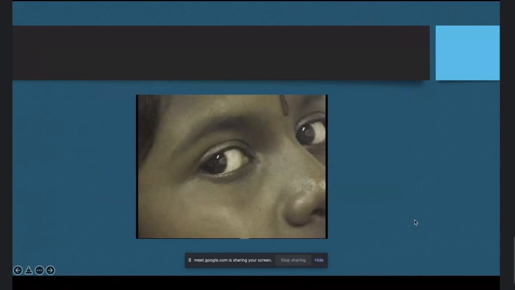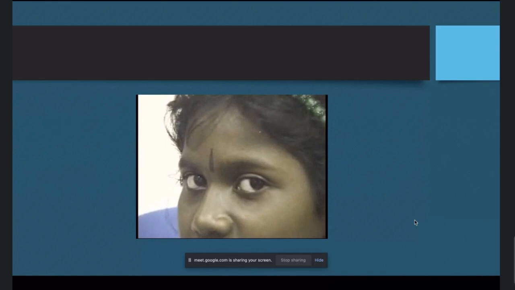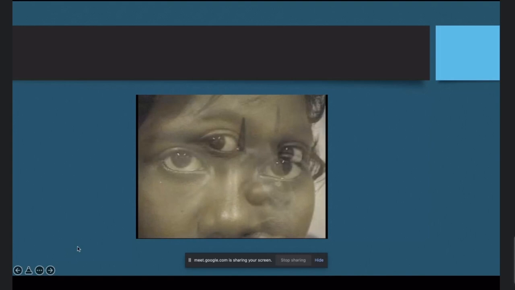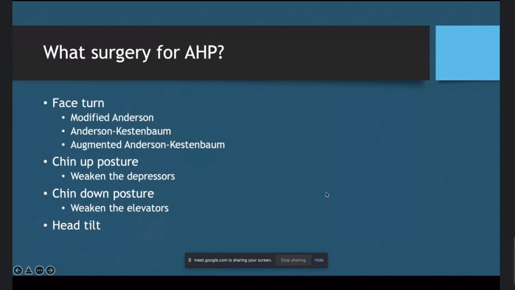Okay, so look at this video. It's very cute actually. Just watch. Left face turn. Nystagmus, nystagmus, nystagmus. Slowly right face turn. You see that? So that is a periodic alternating nystagmus. This was again left face turn. Slowly she will go to the right face turn. So this is PAN. This is a congenital periodic alternating nystagmus.